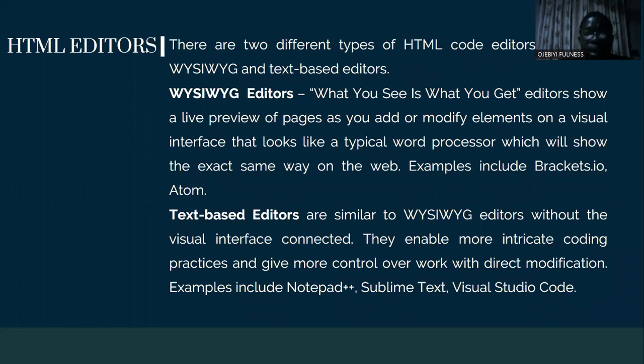So they modify elements on a visual interface that looks like a typical word processor, which will show the exact same way on the web. Examples include brackets.io, Atom. So we have text-based editors, which are similar to what you see is what you get editors without the visual interface connected. They enable more intricate coding practices and give more control over work with direct modification. Examples include Notepad++, Sublime Text, Visual Studio Code. Now, let's go back to the previous slide.